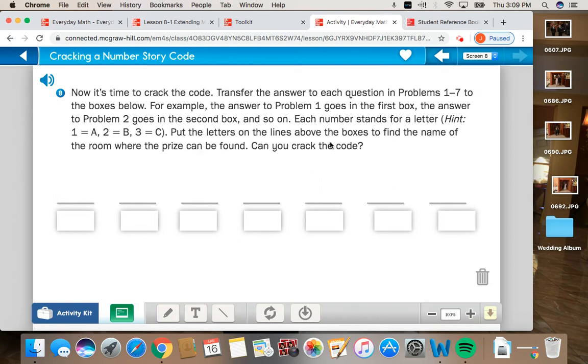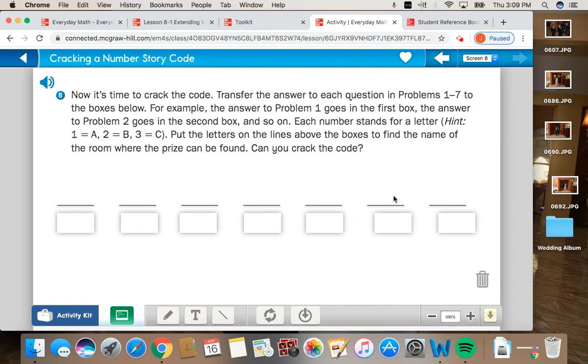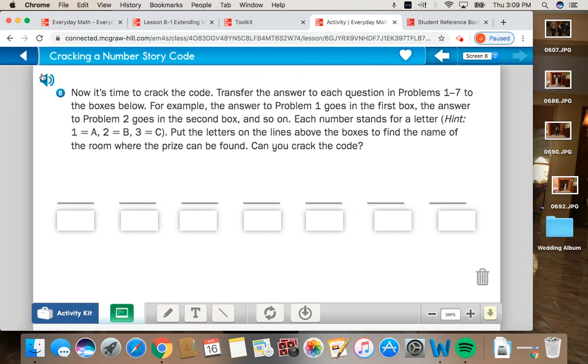And here's the riddle at the end. Put the letters on the lines above the boxes to find the name of the room where the prize can be found. So that's what your answer is going to be here. We can do one together. And again, I'm going to show you another way to organize, or even just use manipulatives, to help you.